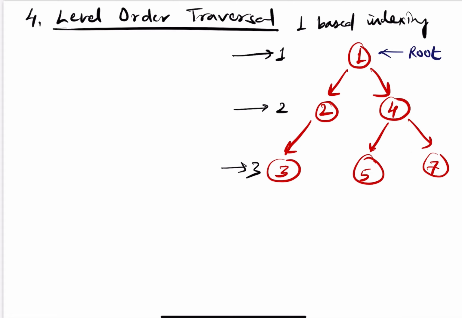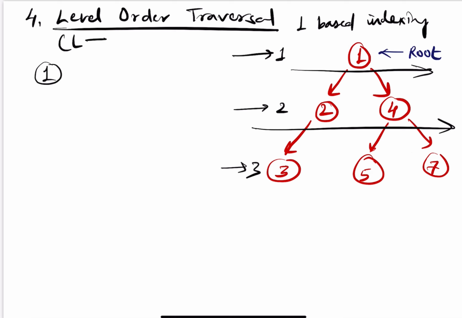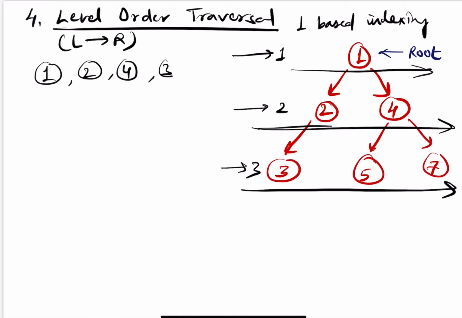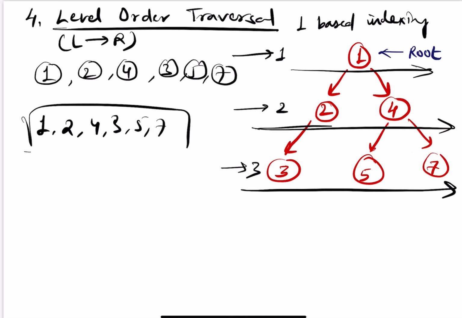You can see in this particular example, if we process in level order, what will be the output? We will process the 1 first, then this particular level, and we will follow left to right or right to left. It depends on us in which way we are following. By default we generally follow from left to right. So 1 is processed, then 2 is processed, then 4 is processed, now again, then 3 is processed, 5 is processed, then 7. So the answer is 1 2 4 3 5 7. This is our answer for level order traversal.